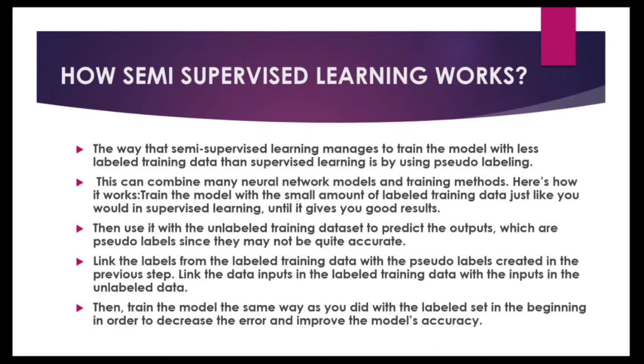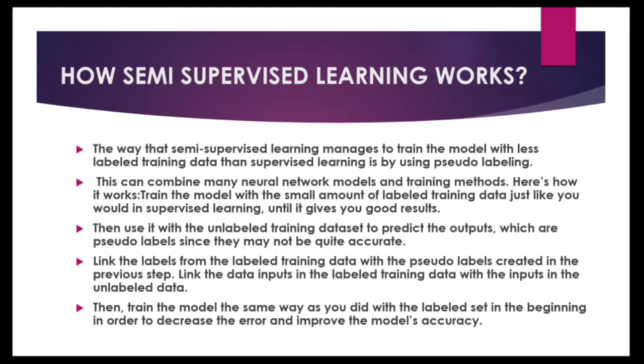The way that semi-supervised learning manages to train the model with less labeled training data than supervised learning is by using pseudo-labeling. This can combine many neural network models and training methods. Here's how it works. Train the model with a small amount of labeled training data just like you would in supervised learning until it gives you good results. Then use it with the unlabeled training data set to predict the outputs, which are pseudo labels.